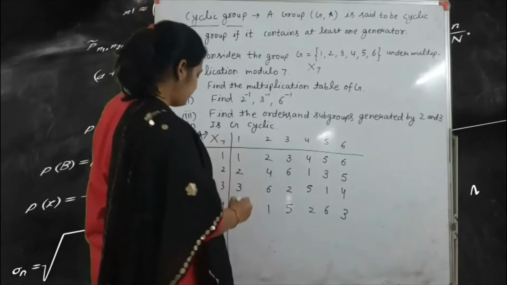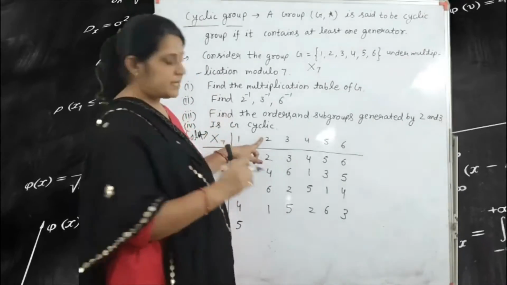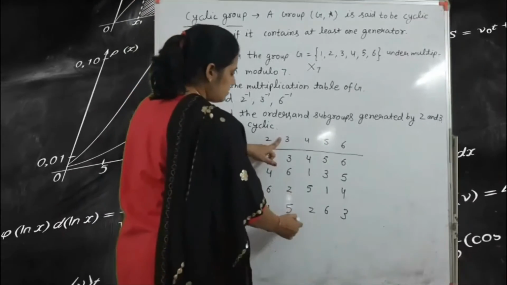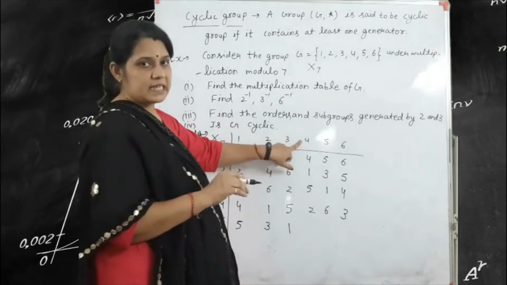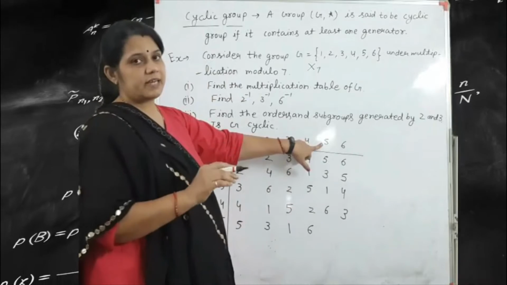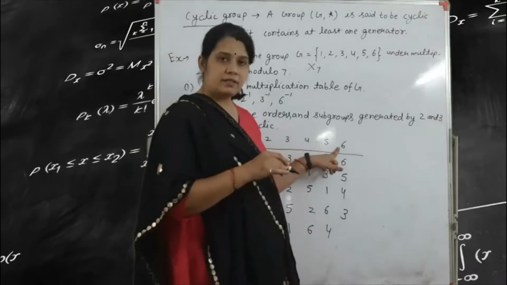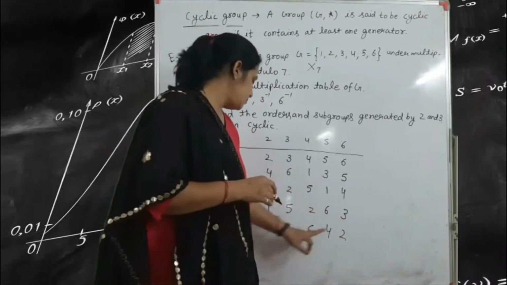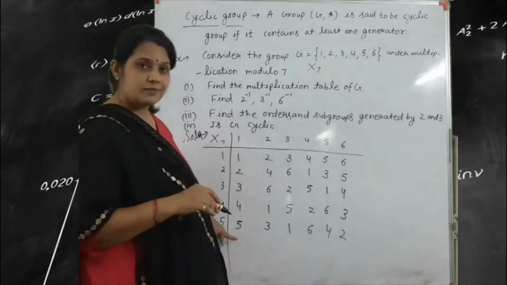Okay, 5 1s are 5. Okay, 5 2s are 10. So 10 is greater than 7, so 10 divided by 7, the remainder is 3. Okay, 5 3s are 15, divided by 7, the remainder is 1. 5 4s are 20, divided by 7, the remainder is 6. Okay, 5 5s are 25, divided by 7, the remainder is 4. And 5 6s are 30 divided by 7, the remainder is 2. So check here, 1, 2, 3, 4, 5 and 6. Okay, and here you check 1, 2, 3, 4, 5. So next one is what?